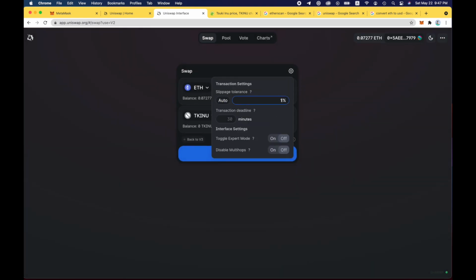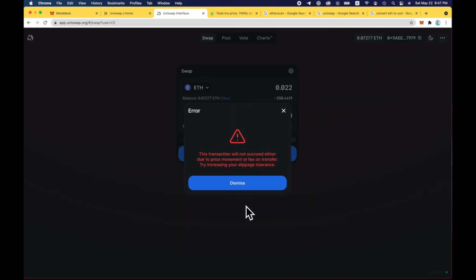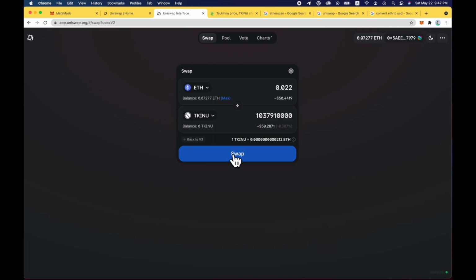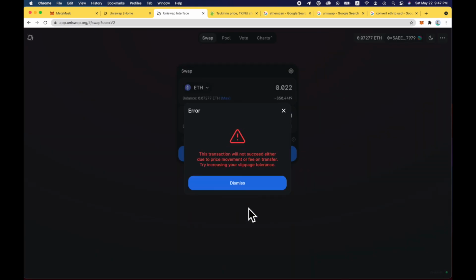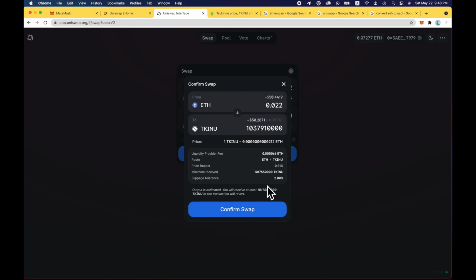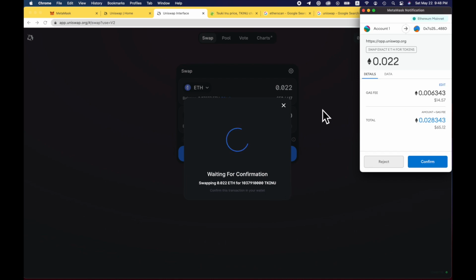So let me go up to 1%. Swap, confirm swap. Okay, so let's do 2. And keep in mind that even if you get this error message, I have had success leaving it at the same slippage percentage and just continuing to press, there you go, swap. So it actually gave me an error message on 2% slippage tolerance, and instead of giving up and increasing the slippage tolerance, I just pressed swap again, and sometimes it will go through.